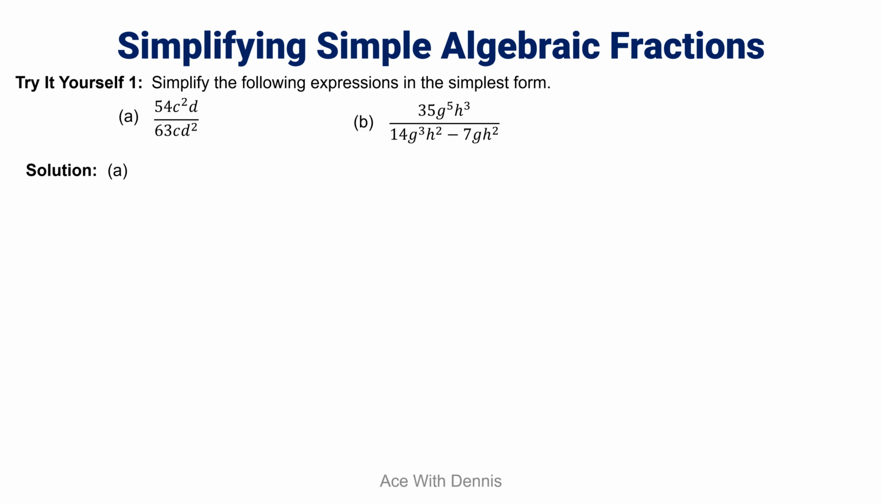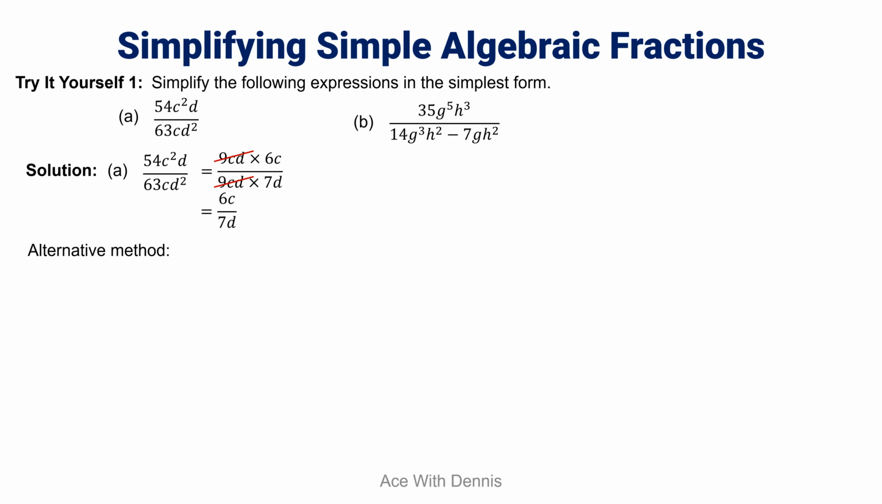So here's the solution. For A, 54c squared d over 63cd squared can be written as 9cd times 6c over 9cd times 7d. Then we cancel the 9cd. The answer will be 6c over 7d.